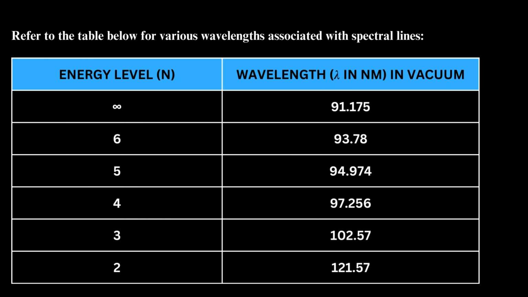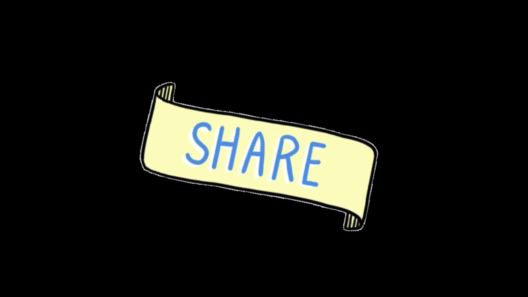Refer to the table below for various wavelengths associated with spectral lines. Energy level, N. Wavelength, lambda in nm in vacuum. Infinity: 91.175, 93.785, 94.974, 97.256, 102.57, 121.57.